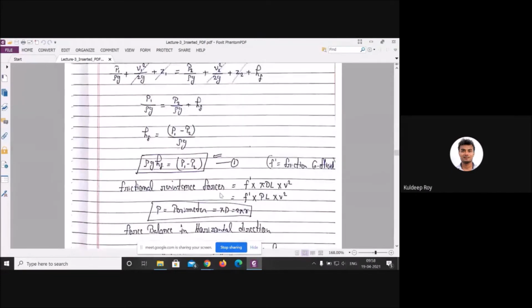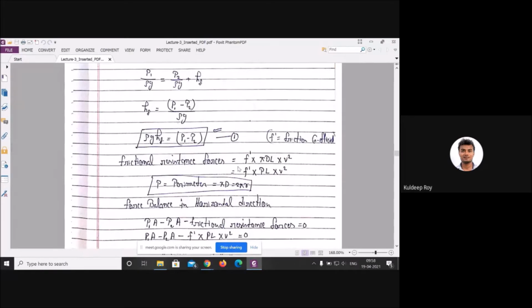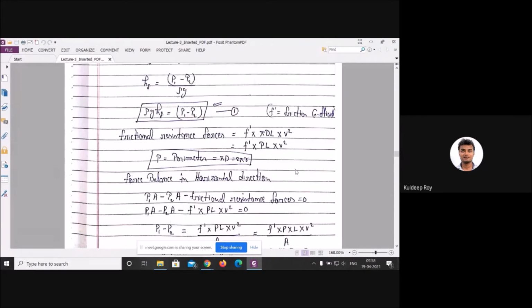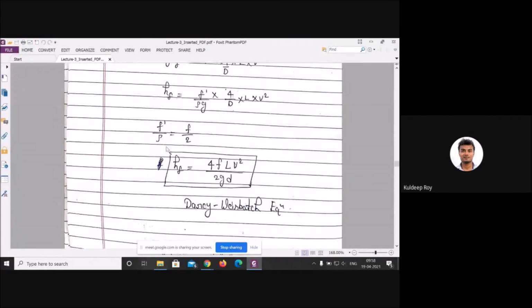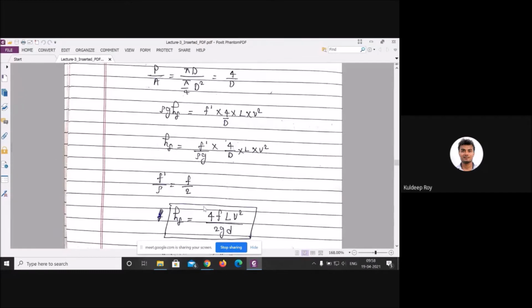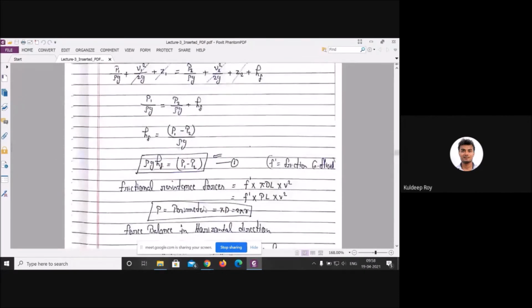After Bernoulli's theorem, you have to apply the force balance. The frictional resistance force you have defined, and you have to make the force balance here. Just rearrange all the values, and you will get the exact formula that you are looking for. All these values will be known to you. You can easily determine how much the head loss will be.